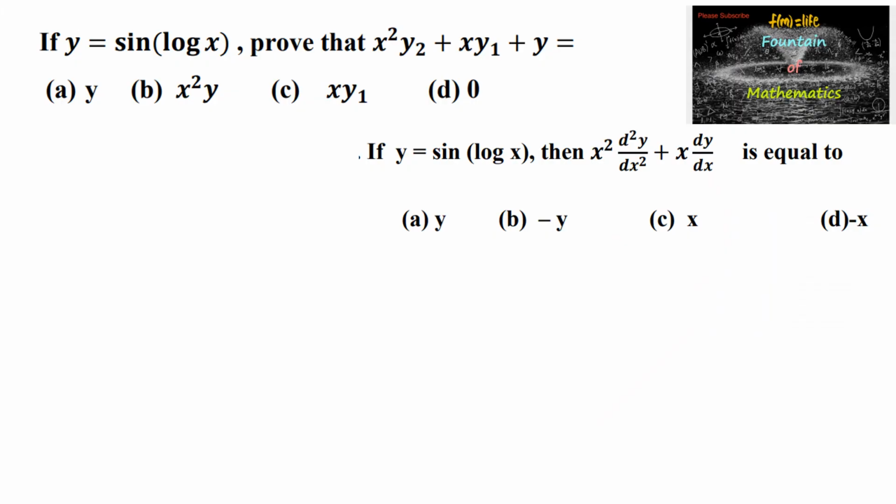If y is equal to sine of log x, then prove that x square y2 plus xy1 plus y is equal to, and similar question, the same exactly, y is equal to sine of log x, x square d square y by dx square plus x dy by dx is equal to, since we know that y1 means dy by dx, and y2 is d square y by dx square.